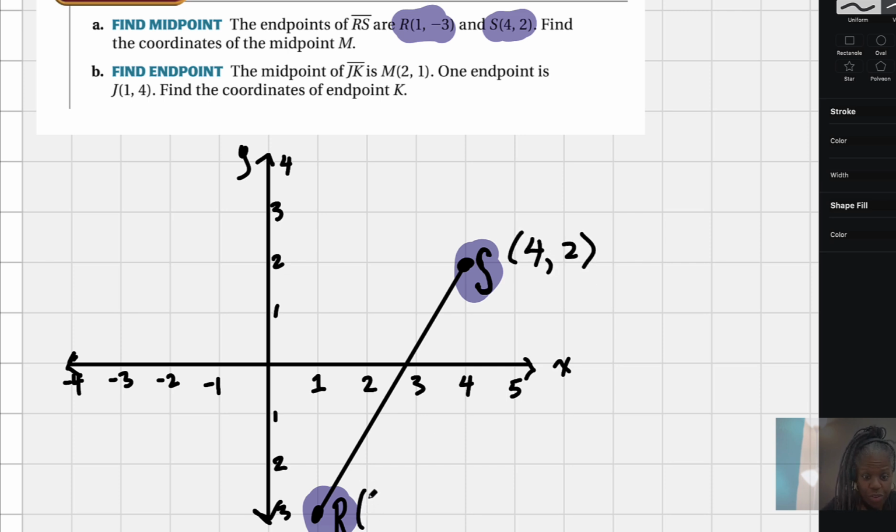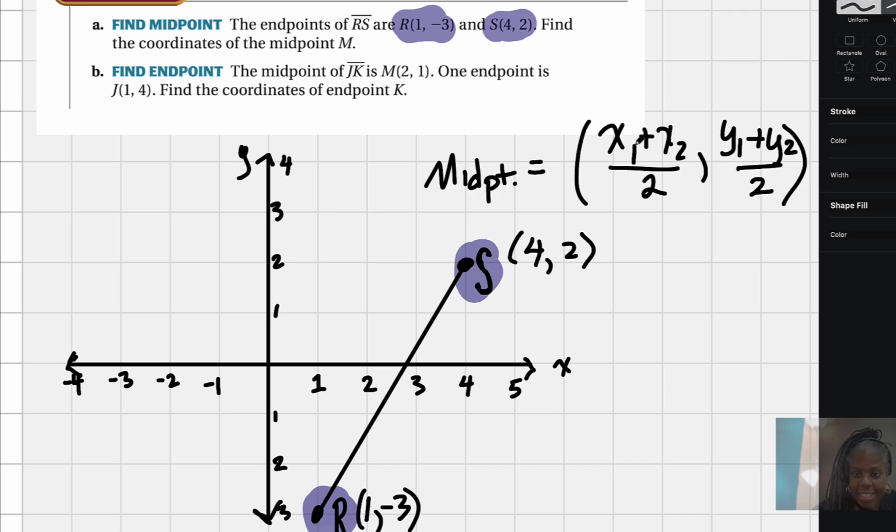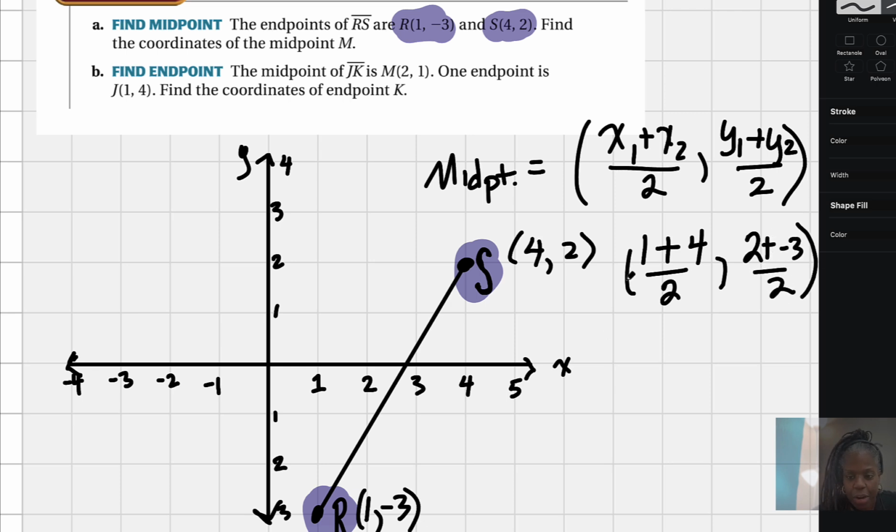We're really going to use the midpoint formula. The midpoint formula, as you know, and you should have it on the front cover, you should have it in your notebook, would be this. Take the x coordinates of our points, and so in this case we're going to get 1 plus 4. We're going to divide that by 2, and then the y coordinates, which is 2 and -3, 2 plus -3, and then we're going to divide that by 2. And this is going to give us our midpoint.